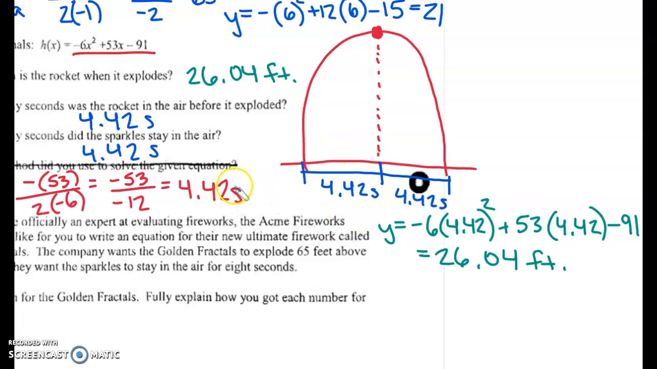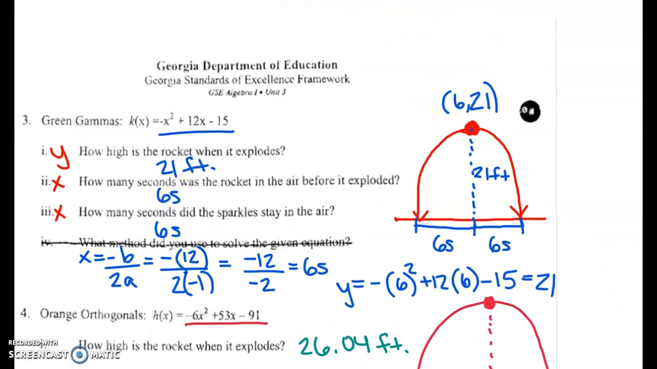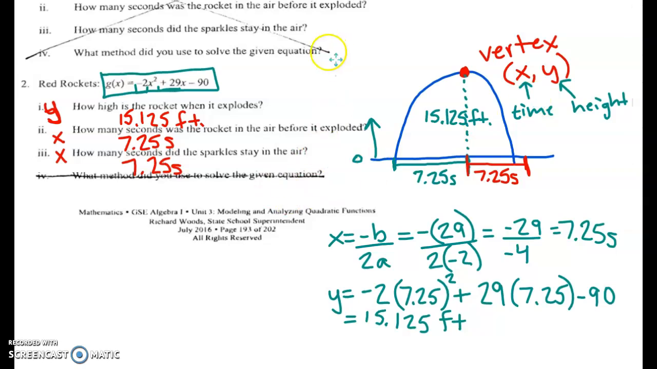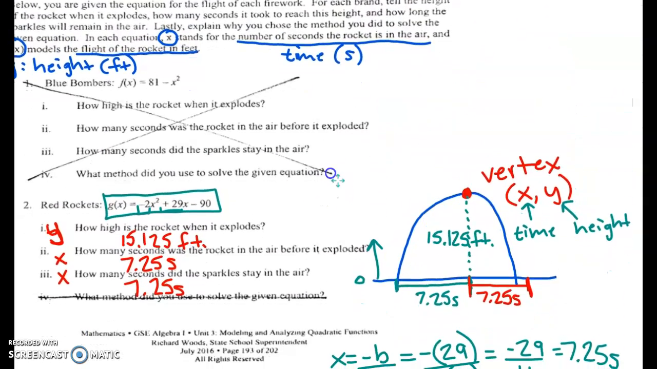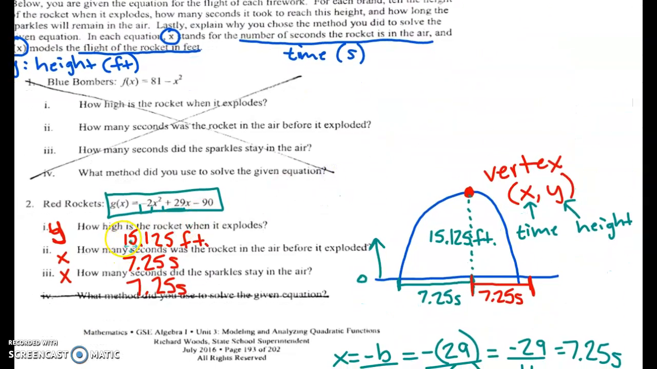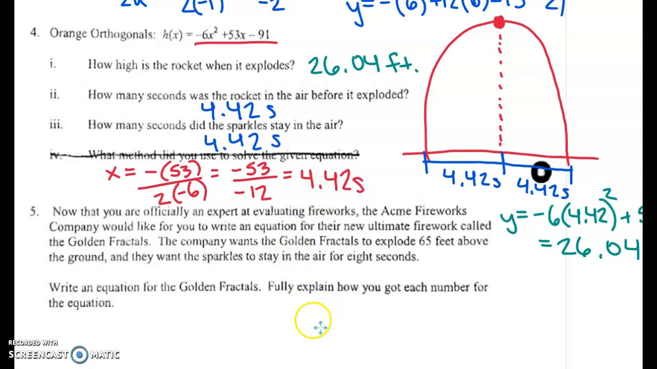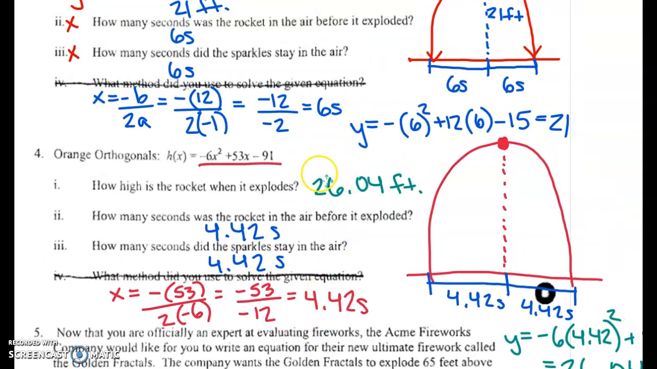So let's look. The orange orthogonals was 26 feet. The green gammas was 21 feet. And the red rockets was 15 feet. So it looks like 15, 21, 26. It looks like orange orthogonals wins how high. This one is the highest.